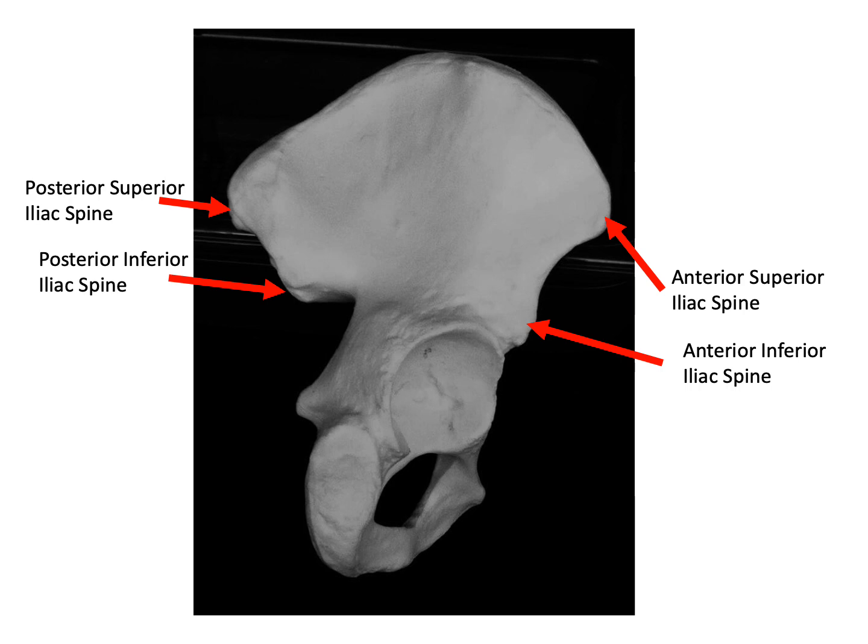Now, instead of having to write out all of the phrases here, you can use the abbreviations ASIS, AIIS, PSIS, or PIIS. In between the superior iliac spines, we will find the iliac crest.